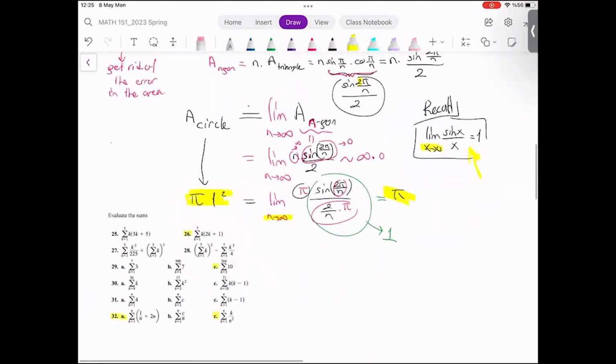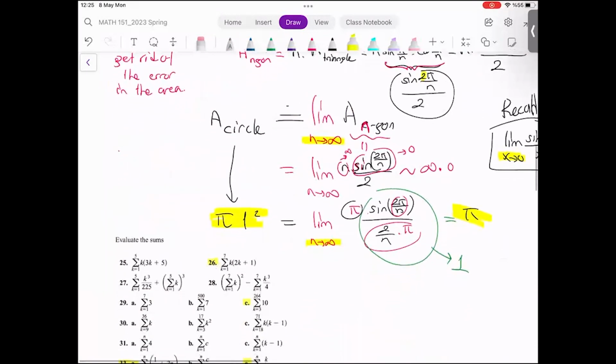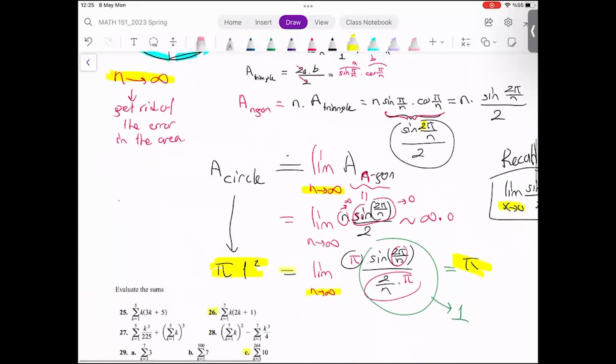So if you send the number of sides to infinity, then your n-gon becomes exactly like the circle, so that you don't have any differences between those areas. If n goes to infinity, your n-gon behaves like the circle. So their areas become the same, only in the case when n goes to infinity. And this idea is what we use.